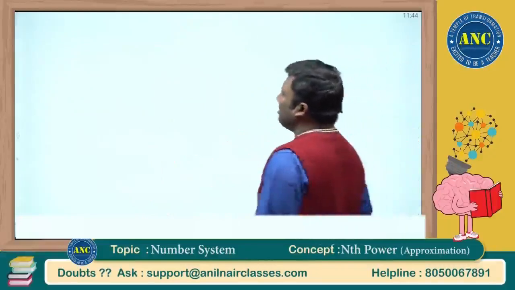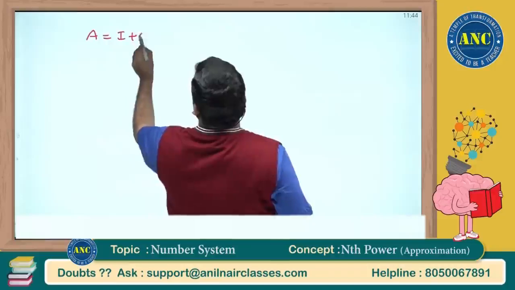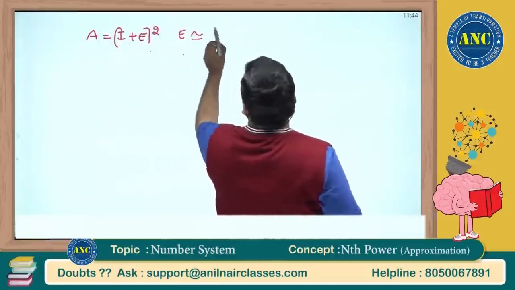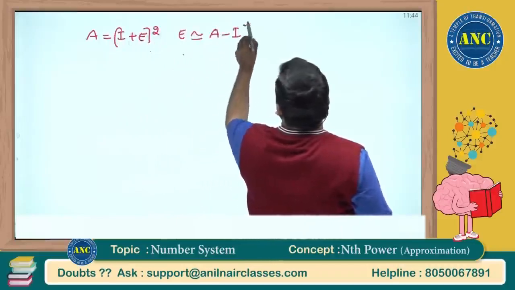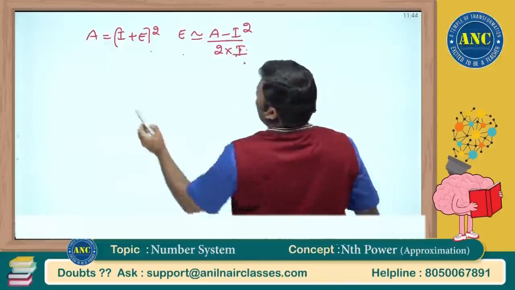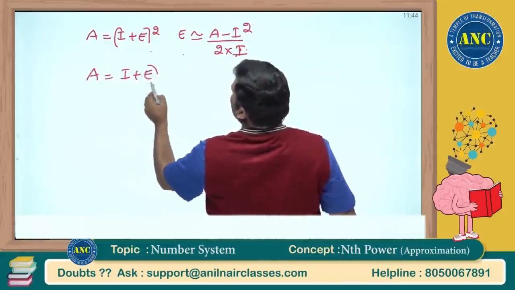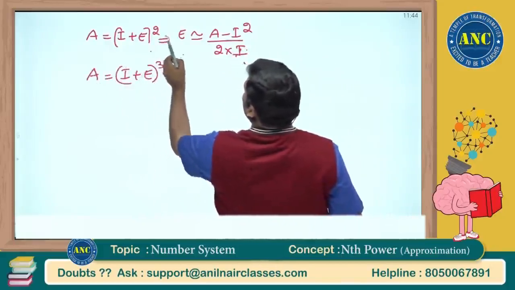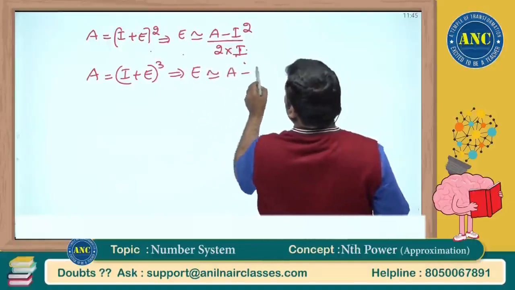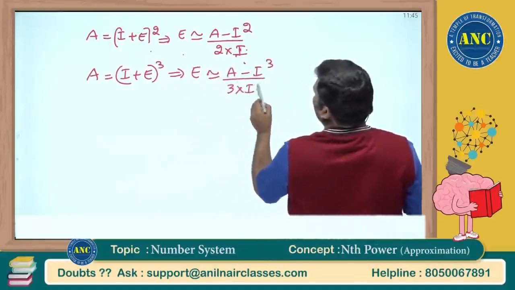Now we will generalize it. A is equivalent to I plus E whole square. E is nothing but A minus I square divided by 2 into I. If it is a cube, how to find the approximate value of a non-perfect cube? How it is derived I also discussed. It is A minus I cube divided by 3 into I square.